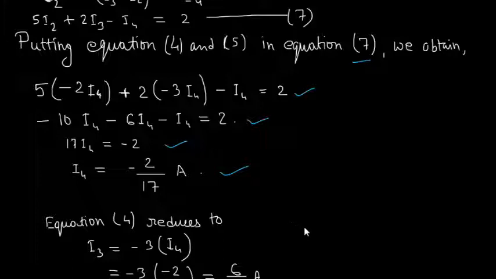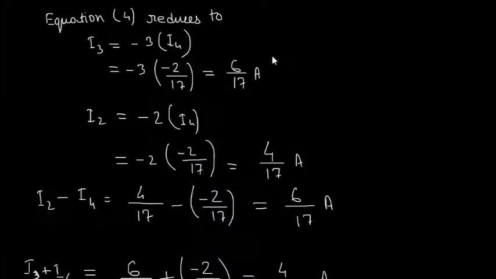Equation 4 reduced to I3 is equal to minus 3I4, that is minus 3 into minus 2 upon 17, that is 6 upon 17 ampere. I2 is equal to minus 2I4, that is minus 2 into bracket minus 2 upon 17, that is 4 upon 17 ampere. I2 minus I4, that is 4 upon 17 minus minus 2 upon 17, that is 6 upon 17 ampere.